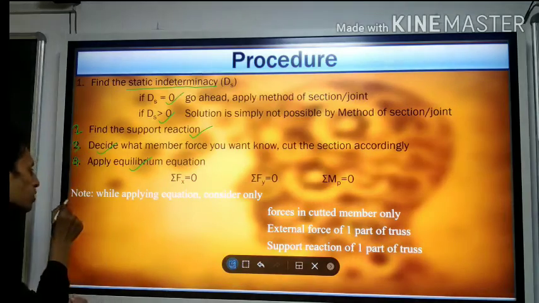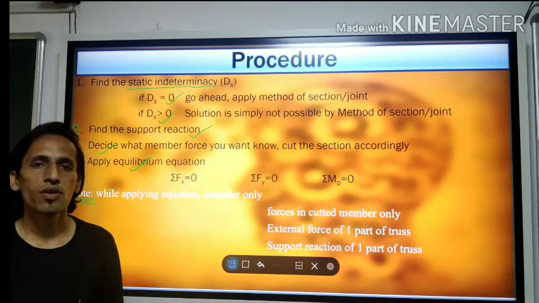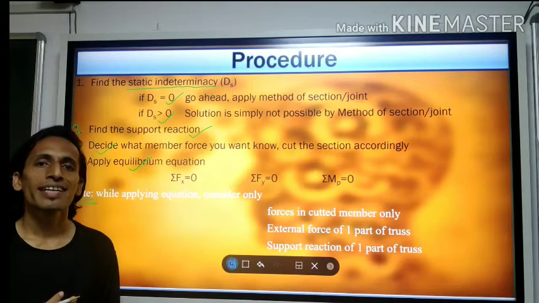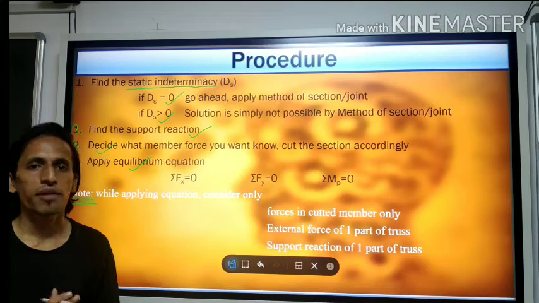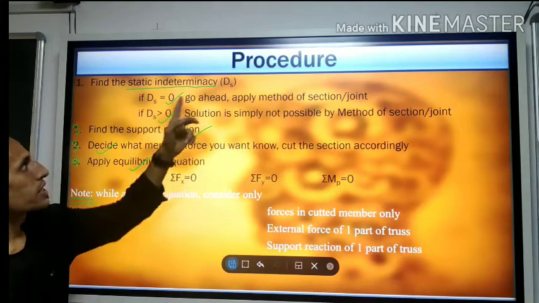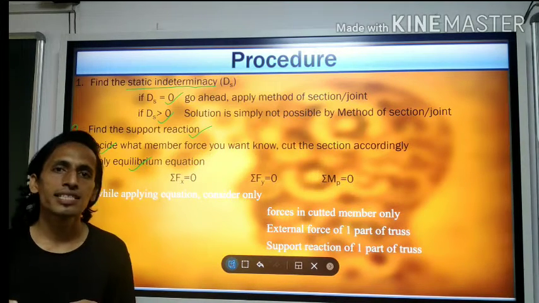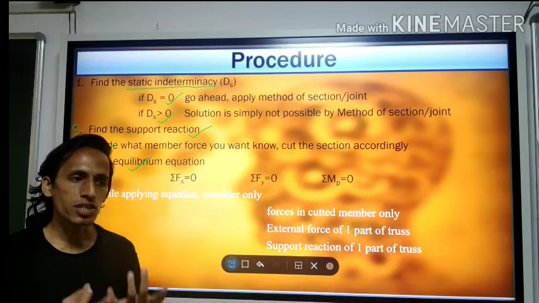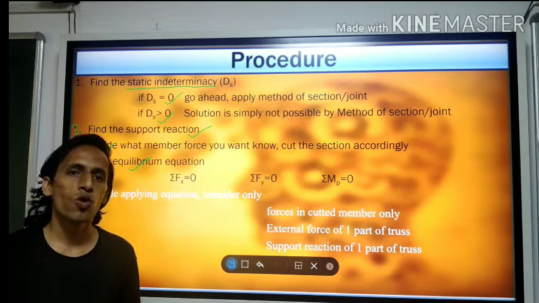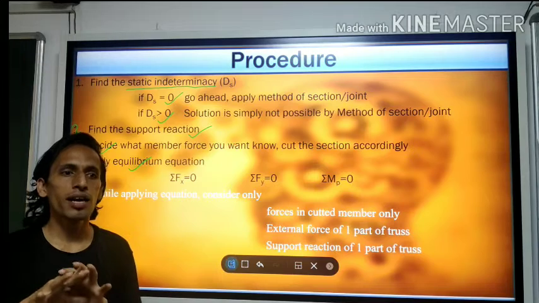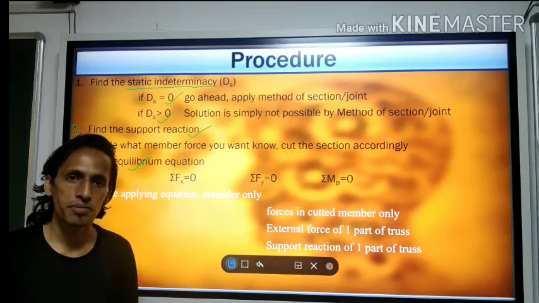So I have also given here a note that when you are writing these equations, you don't have to write all the forces in the equation. You have to restrict yourself. Why? Because you are considering the equilibrium at the section. So equilibrium at the section means basically external forces or internal reactions and the forces within should be in a balanced system, or they should be in an equilibrium state.